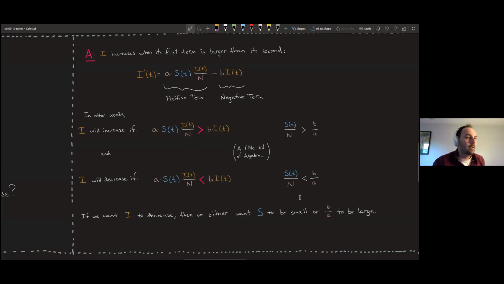Right? So we need, okay, we want I to be decreasing. So we want the second thing to be true. We want S over N to be less than B over A. There's two ways to make that happen, right? If you want one number to be less than another number, then you either decrease the first number or increase the second number. So we have two ways to go about this. We want to either decrease S or we want to increase B over A.